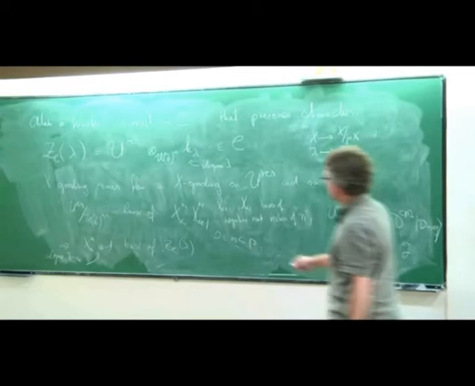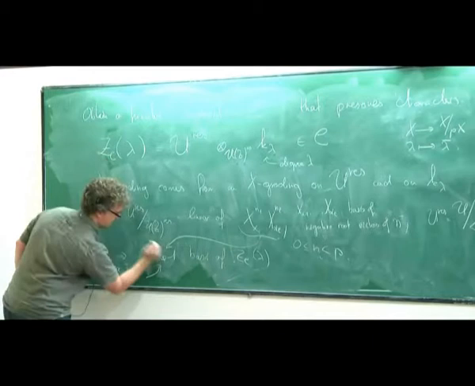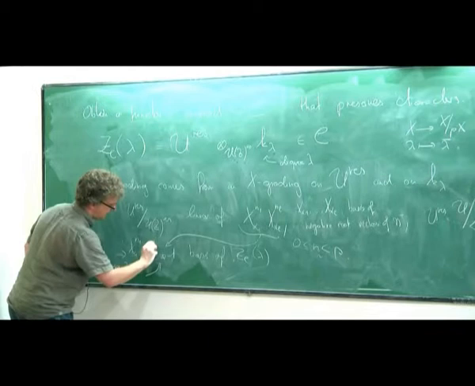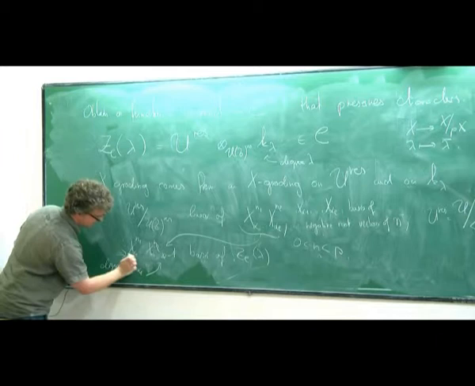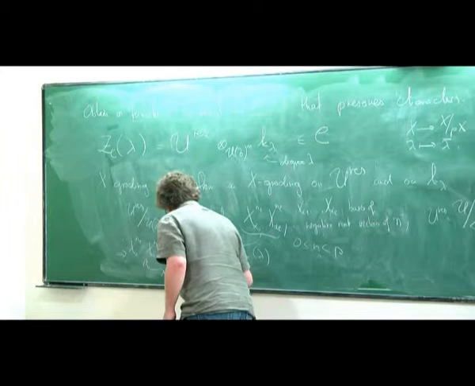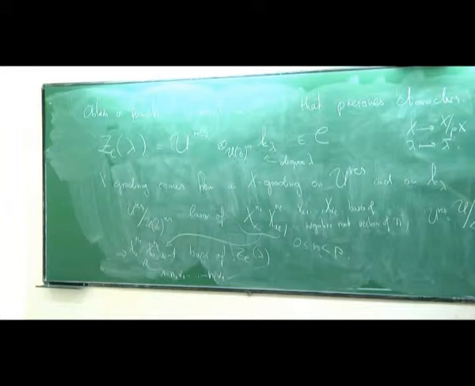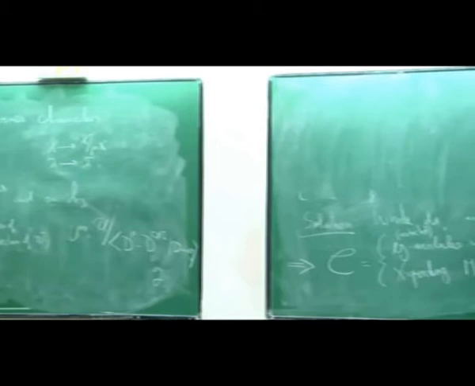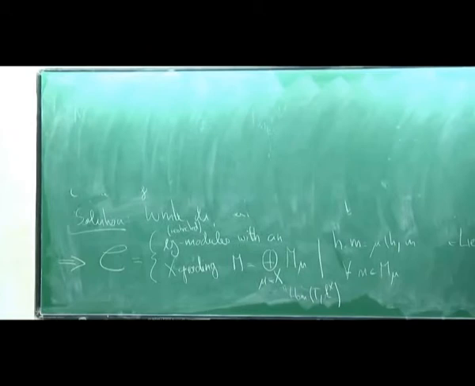So this should be replaced by X alpha 1 to the n 1, up to X alpha l to the n l, tensor 1. And the degree here is of course lambda minus n 1 alpha 1 minus ... minus n l alpha l. Okay. So we have a graded version of the baby Verma module, and we can show it has a unique irreducible quotient, and this we call L C lambda.